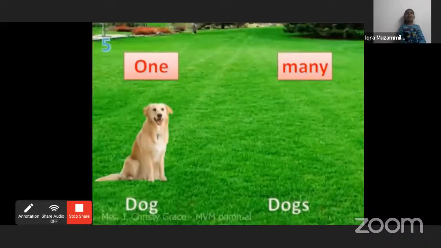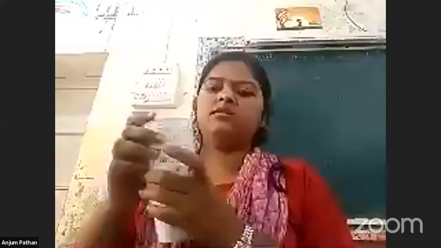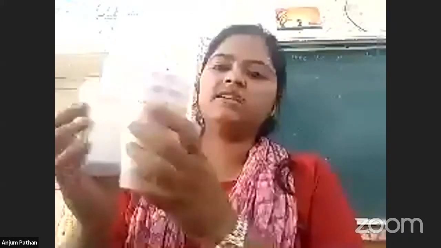One dog, many dogs. What do we use here? This is one or many? Many books. This is book or notebook? Many notebooks. Yes, good. Okay, now cups. See this, one cup or many cups? Many cups.